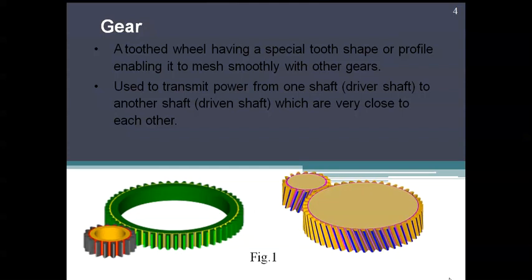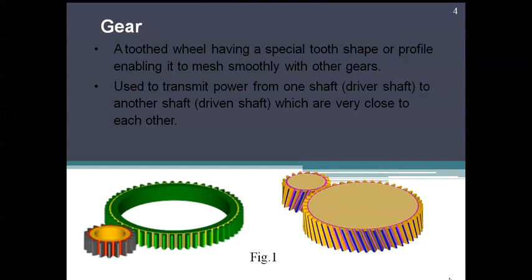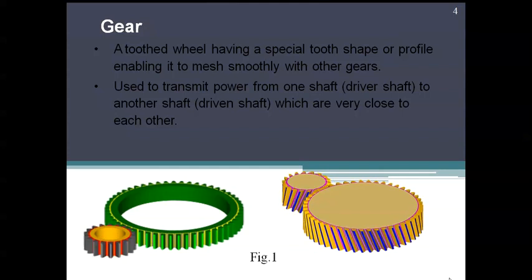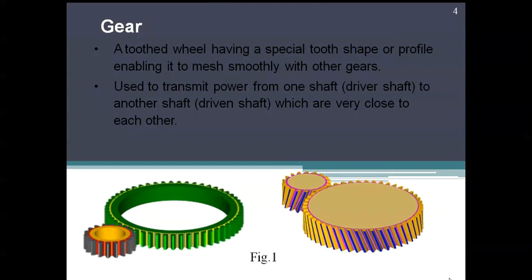Gears are used where the exact precise velocity ratio is required, where a positive drive is required, where a change of speed is required, where a change of power ratio is required, and where the direction of the two shafts will be changed. There we use gears. And the same where the center distance between the two shafts is less. So there we use the gear drives.